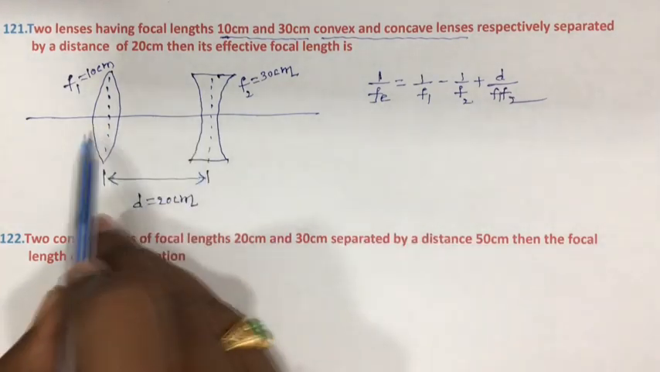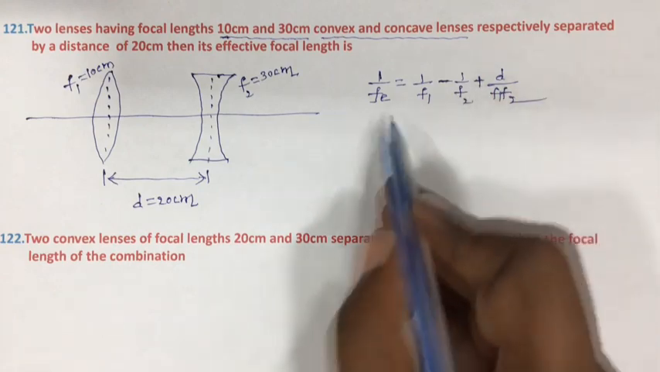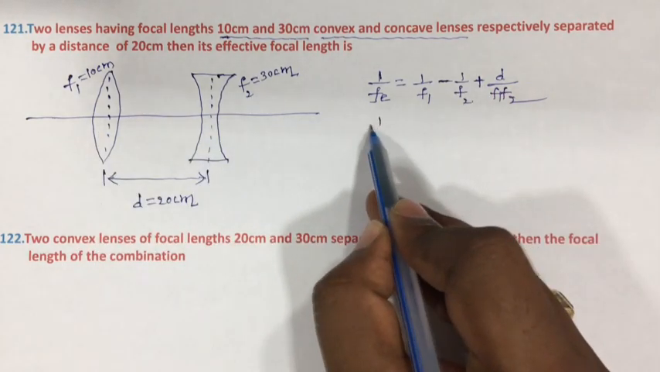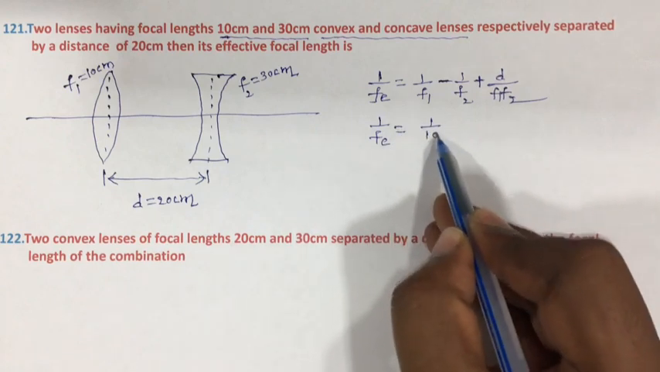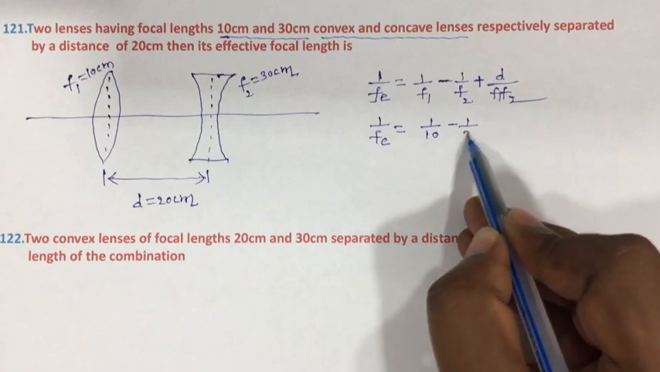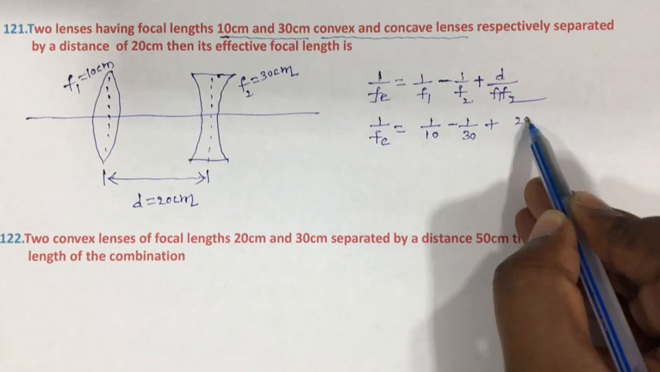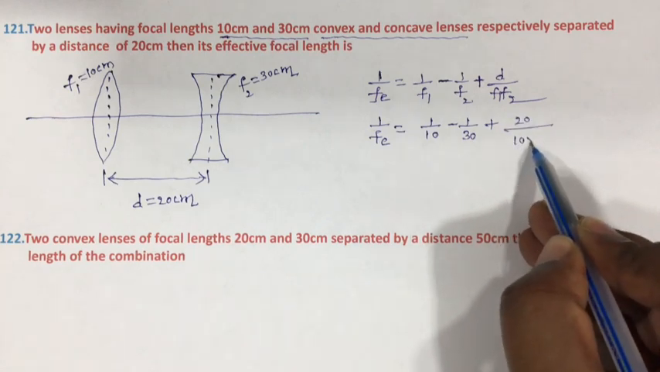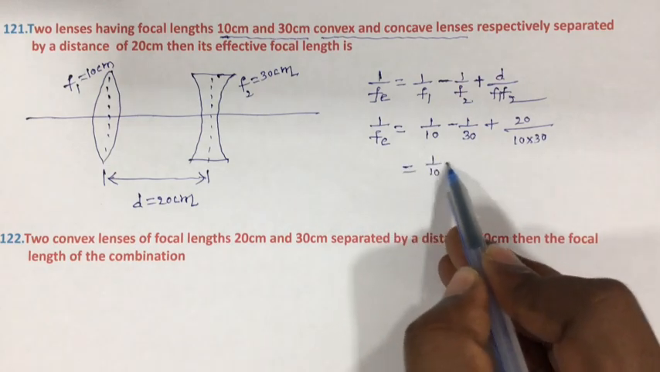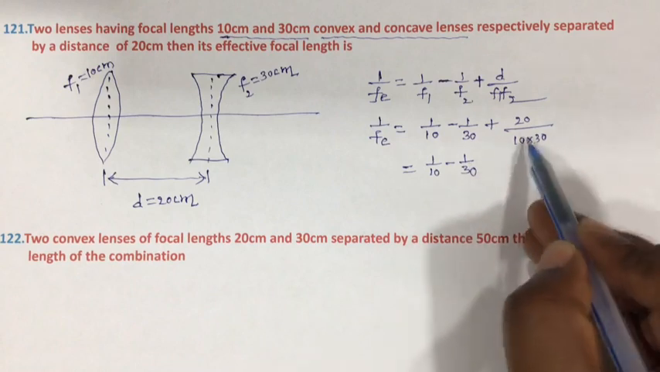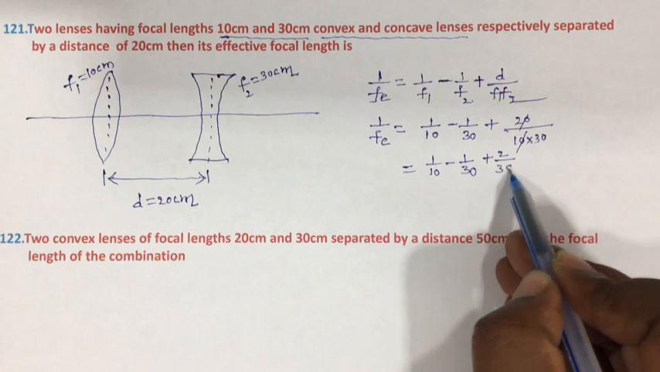For suppose if both are convex lenses, here plus, at this place minus. Substitute these two values in this formula. 1 upon fe is equal to 1 upon first focal length 10 minus 1 upon second focal length 30 plus d is 20 centimeters, so 20 upon f1 f2, 10 into 30. That is equal to 1 upon 10 minus 1 upon 30, 0 cancel, plus 2 upon 30.